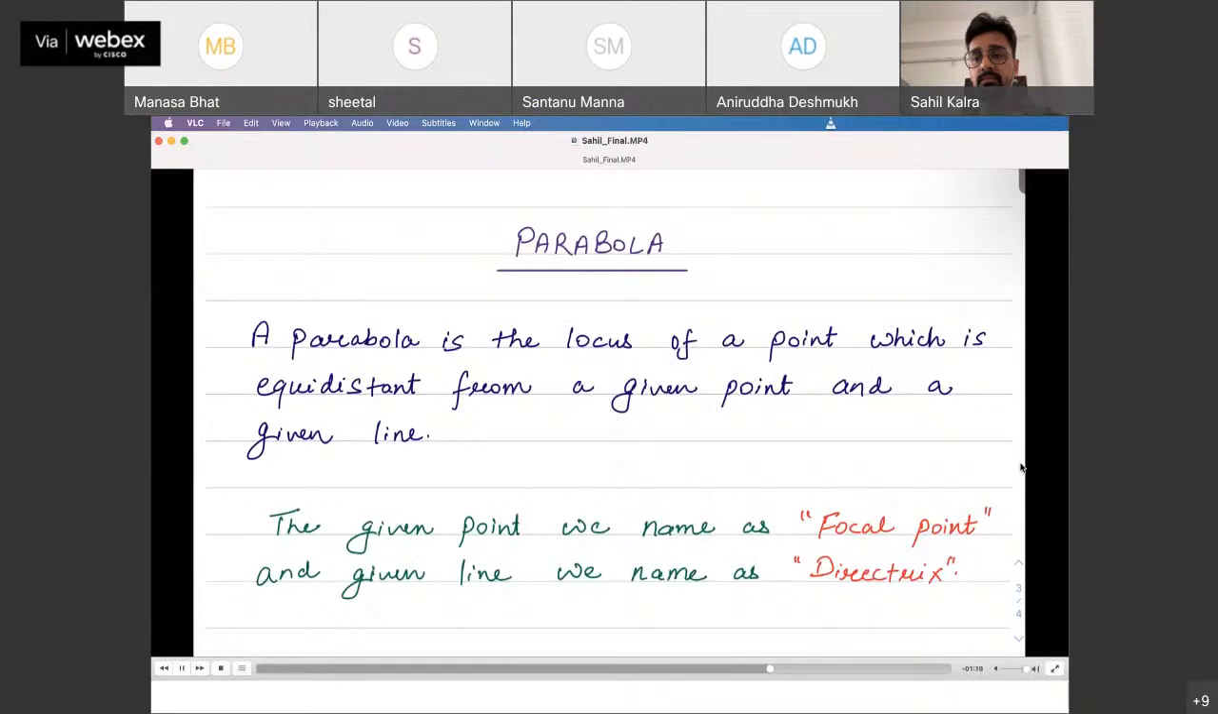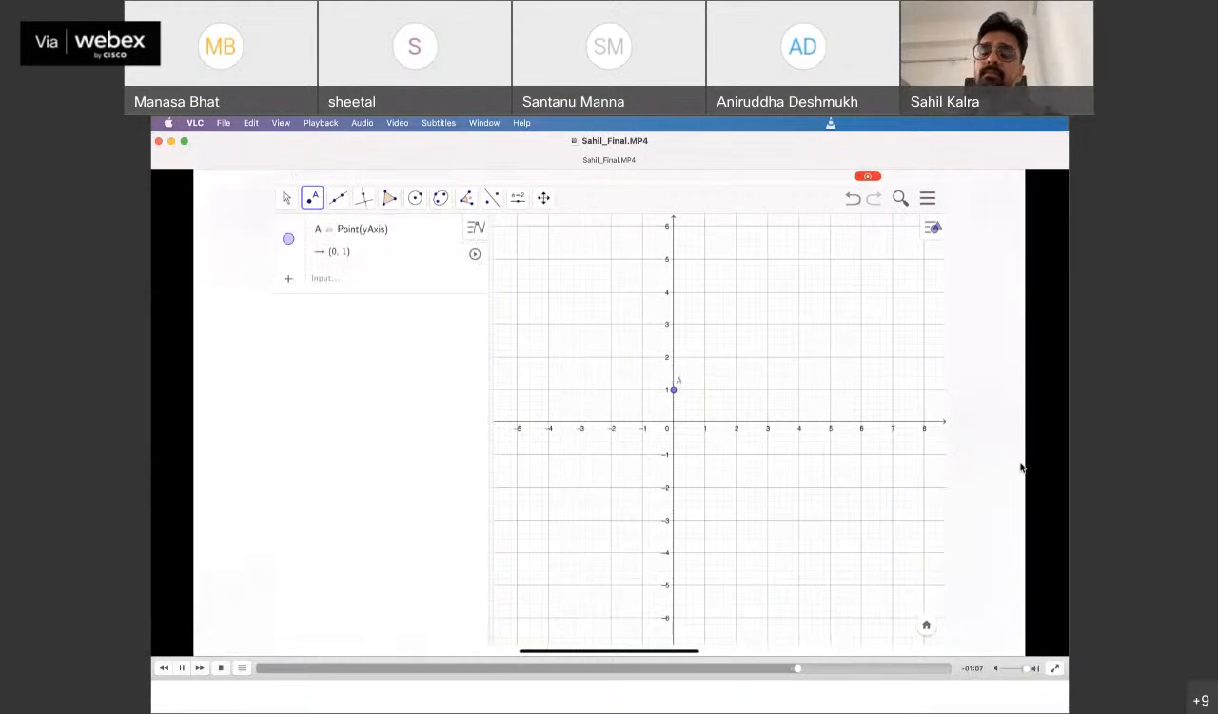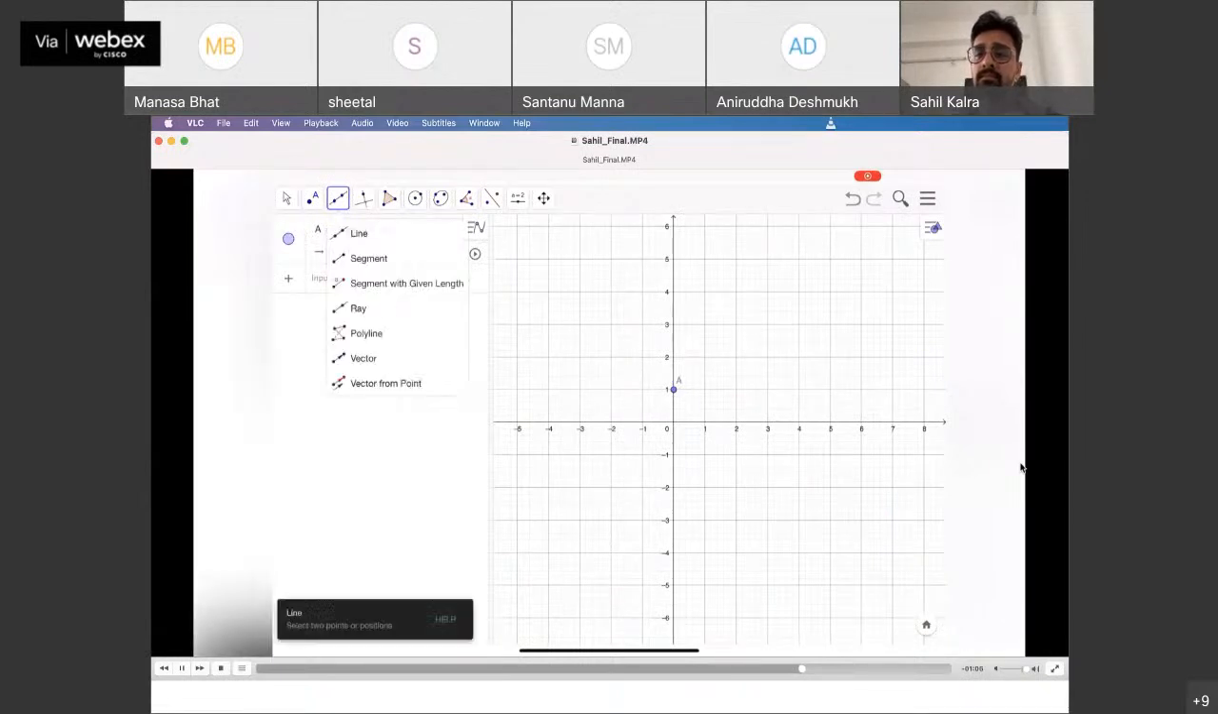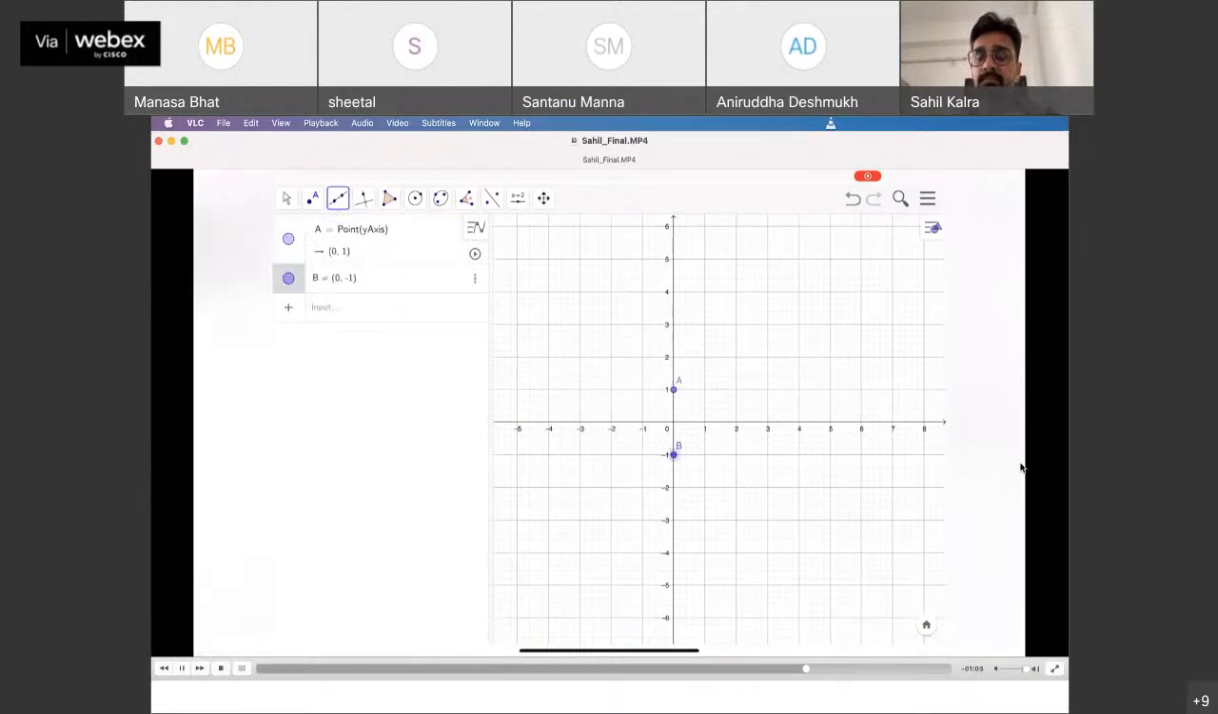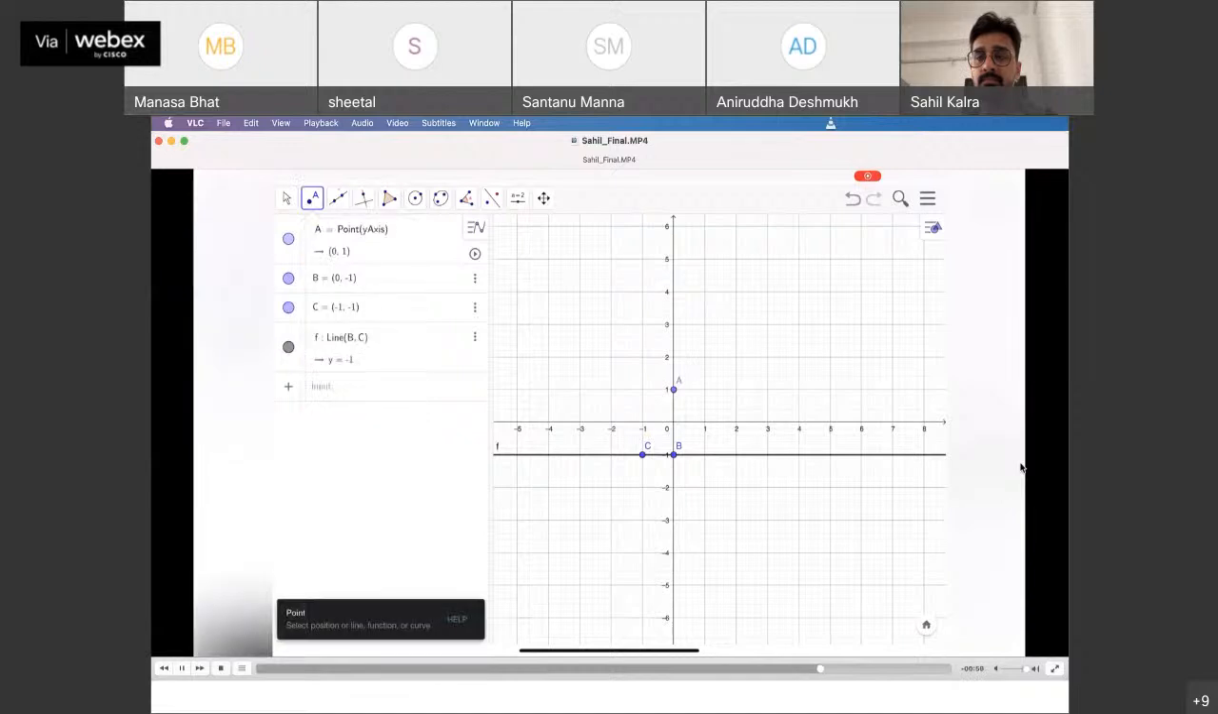So now we'll move to the case of the parabola. A parabola is the locus of a point which is equidistant from a given point and a given line. The given point we name the focal point and the given line we name the directrix. To demonstrate the parabola, we require a focal point, which we're naming A, at (0, 1). Since the focal point is at (0, 1), the equation of the directrix is y equals minus 1. Now let us choose a random point, say D, on the directrix.